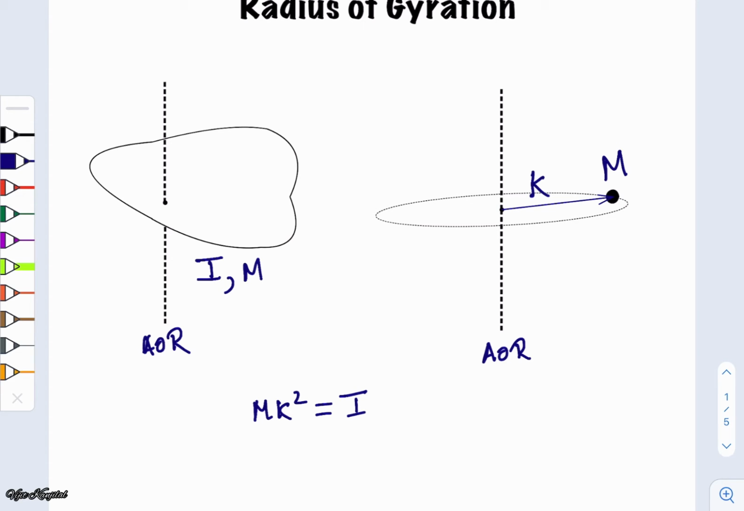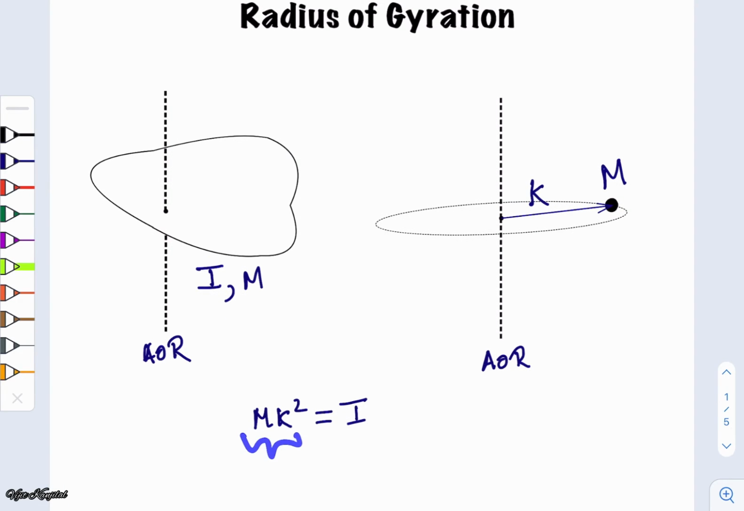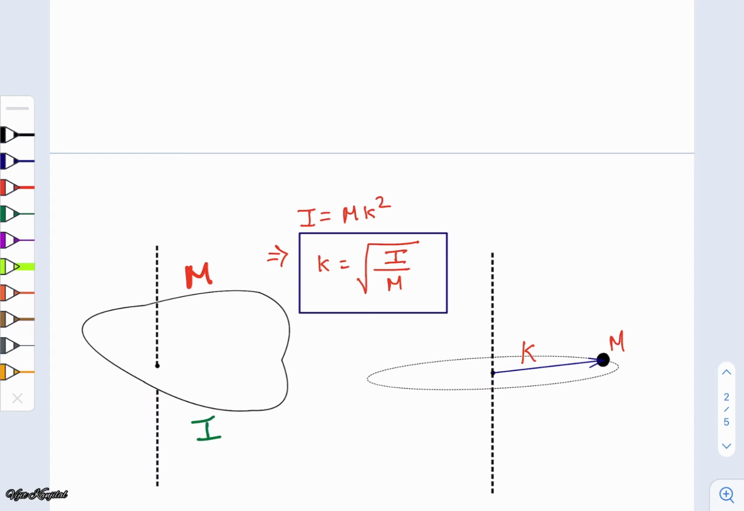So what I mean to say is we place this mass from its axis of rotation such that the moment of inertia, which is this term, of this point mass with respect to this axis of rotation is equal to the moment of inertia of this rigid body with respect to its axis of rotation. Simple, easy.